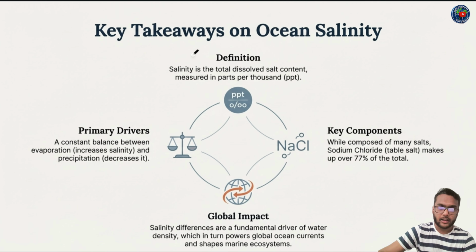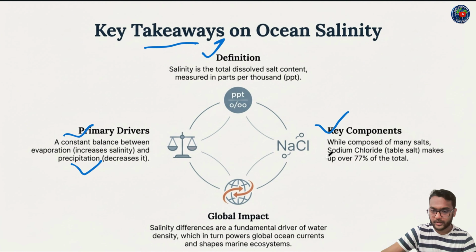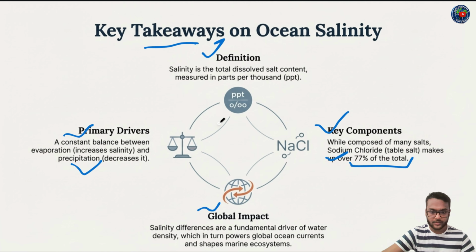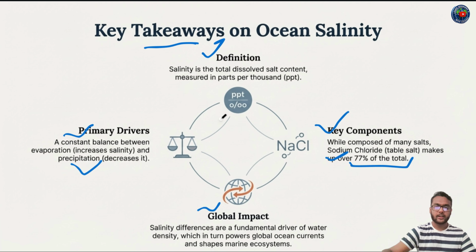Key takeaways of the class on ocean salinity. Definition: salinity is the total dissolved salt content measured in parts per thousand (ppt). Primary drivers are a constant balance between evaporation and precipitation. Key components: while composed of many salts, sodium chloride, table salt, makes up over 77% of the total. Global impact: salinity differences are a fundamental driver of water density, which in turn powers global ocean currents and shapes marine ecosystems.